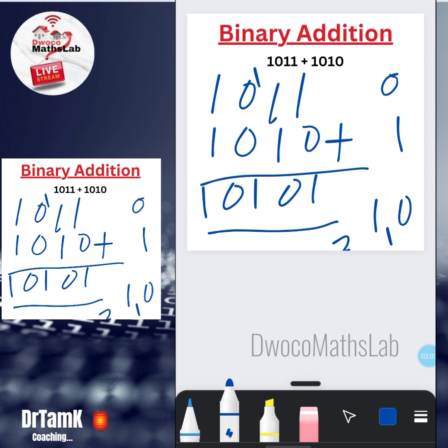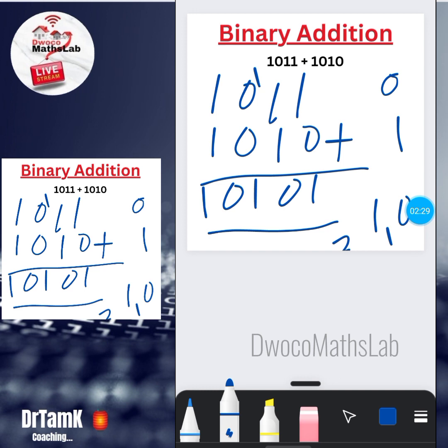So let me quickly repeat this again. If you are to add 1011 plus 1010, what do you do? Simply 1 plus 0 is 1, 1 plus 1 is 2, write down 0, carry 1. Is it clear? Then 0 plus 0 is 0, plus the 1 you carry gives us 1. Then finally 1 plus 1 is 2, and in binary, 2 is 1 and 0 as your answer. That's why we got 10. So that will give us 10110 base 2.